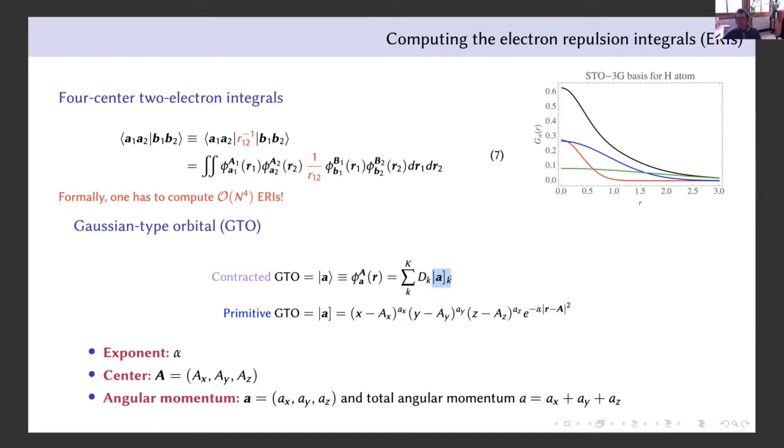For example, if you take the STO-3G basis for the hydrogen atom, the contracted function is going to be this one here, the black one. Actually, this function is going to be a linear combination of those three colored functions that we call primitives. They're going to have a different exponent, alpha. Remember, the exponent of the Gaussian function is basically how tight the function is. If alpha is large, you're going to have a very tight function. And when alpha is smaller, you're going to spread the function.